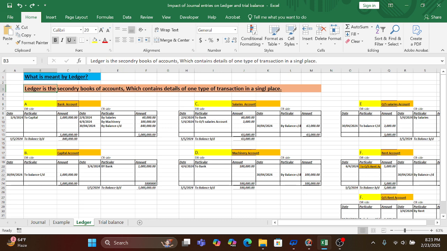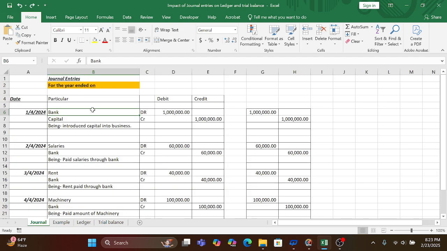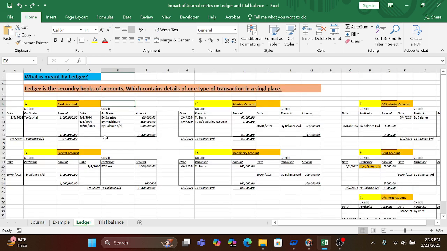Ledger is the secondary books of account which contains detail of one type of transaction in a single place. Like in a journal entry, we are making many entries, but how do we know what is the consolidated balance in a particular account? So for that we need to prepare a ledger.